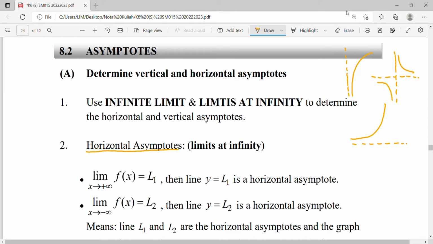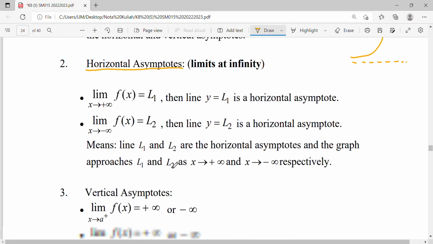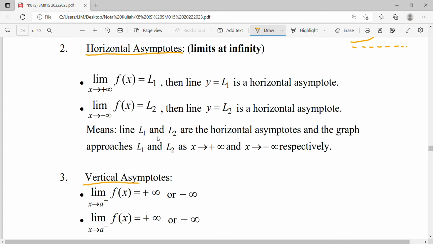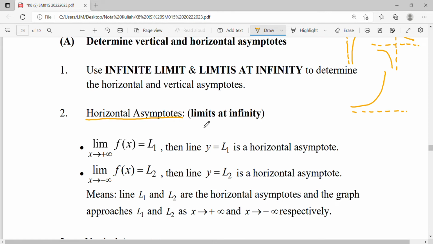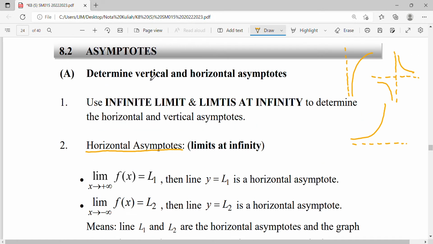The first one is horizontal asymptote. Another one is vertical asymptote. Okay, so now we're going to find all these vertical and horizontal asymptotes using the concept of limit. So bukan lagi hafal saja. Bukan lagi hafal asymptote macam topik 5.